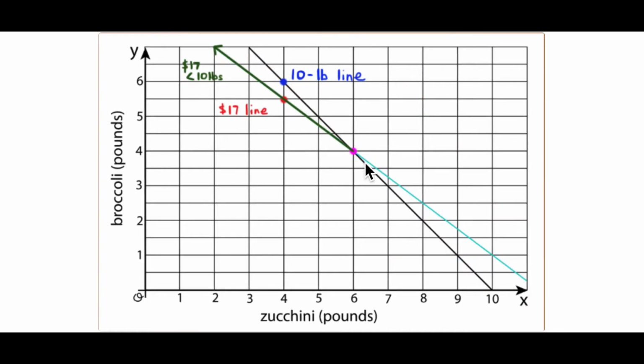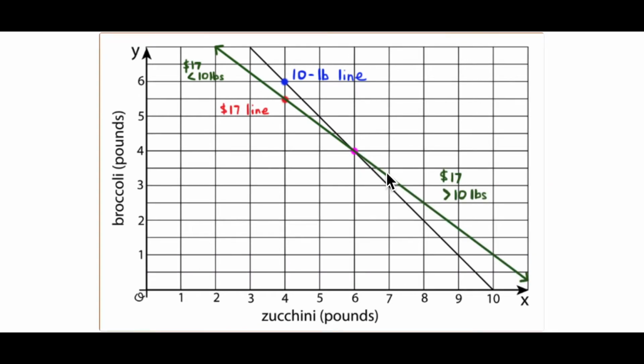What's happening? So right here, this is a greater portion of the mix. It comes from the broccoli. So if you want the cost to still be $17, you don't have to add as much broccoli because broccoli is more expensive. So this is going to be less than 10 pounds, but still costs $17. Down here, a greater portion of the mix is zucchini. So if you want the cost to still be $17, you have to add more pounds because zucchini is not very expensive, so you need more of it to equal this $17.